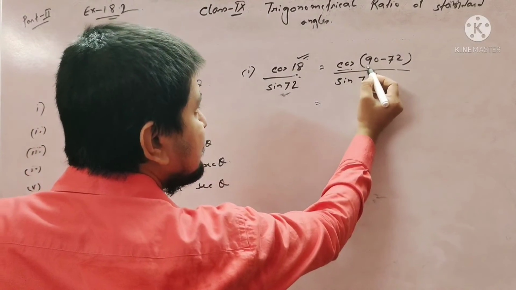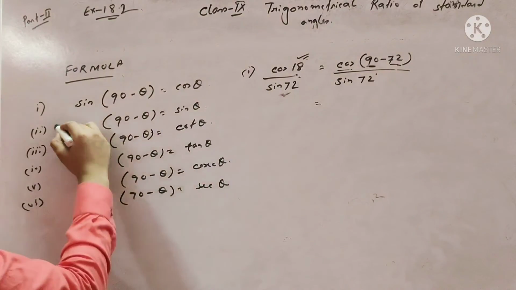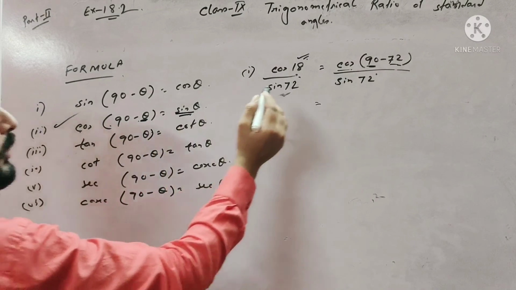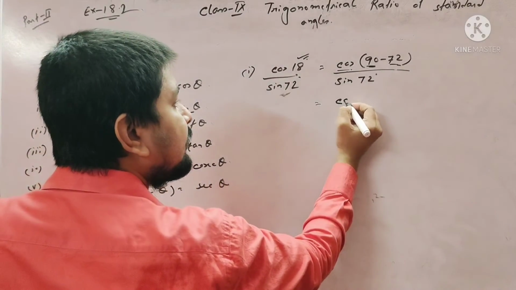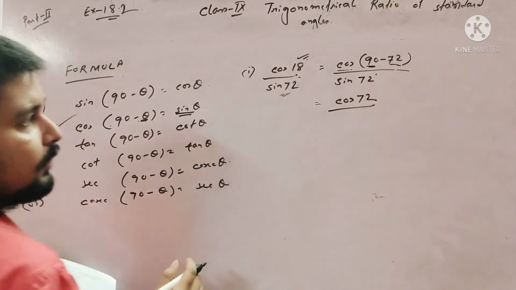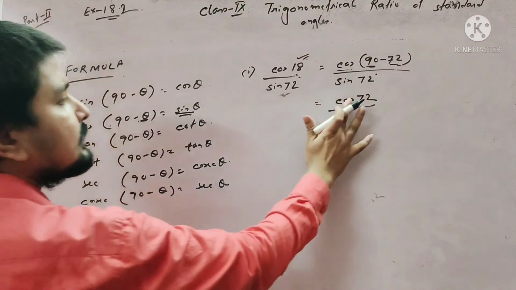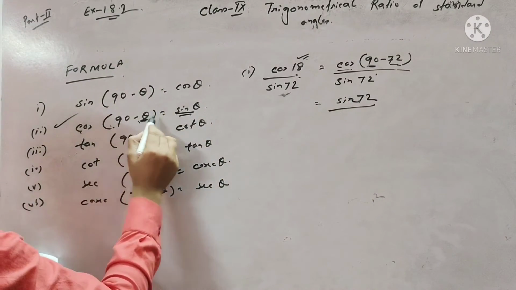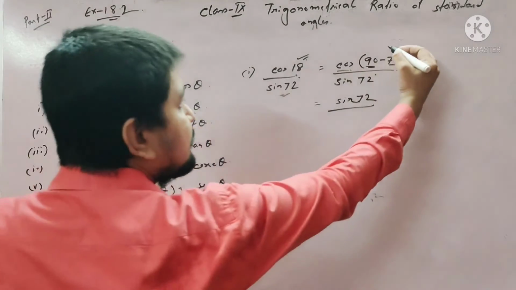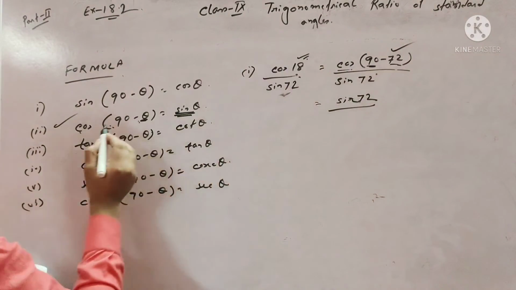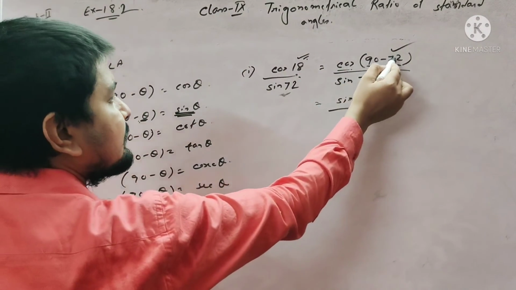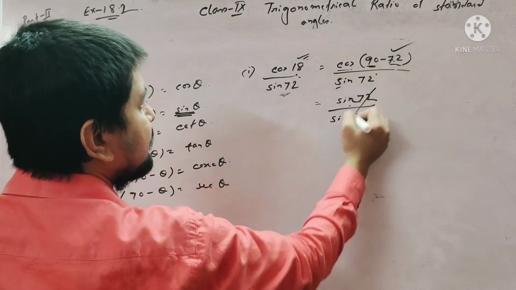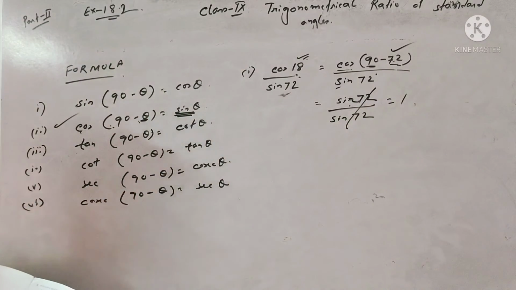You see cos 90 minus 72. Here we use the formula: cos 90 minus theta is sin theta. So in place of theta I write 72, that means cos 90 minus 72 is sin 72. And the denominator is also sin 72, so sin 72 cancels, and the answer is 1. Very easy.